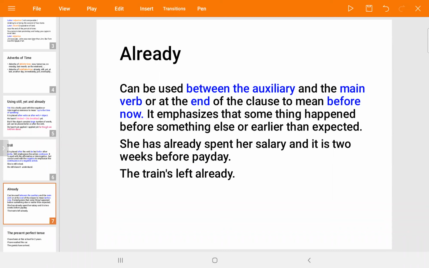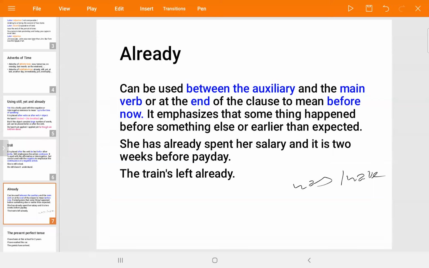Especially in present perfect tense, we use already. We do have an auxiliary verb. When we form the present perfect tense, we always use an auxiliary verb. It is has or have. Have is the auxiliary verb we always use when we form the present perfect tense. So already is used between the auxiliary verb and the main verb.